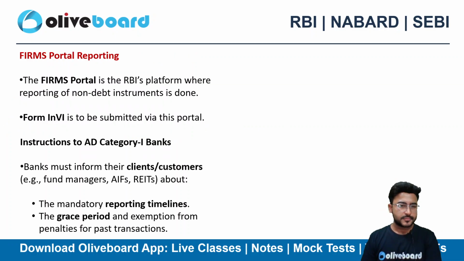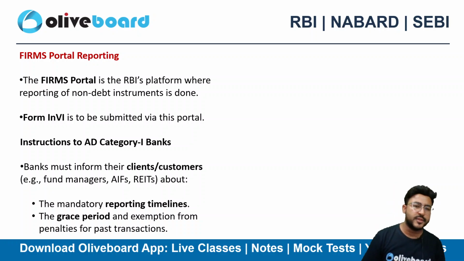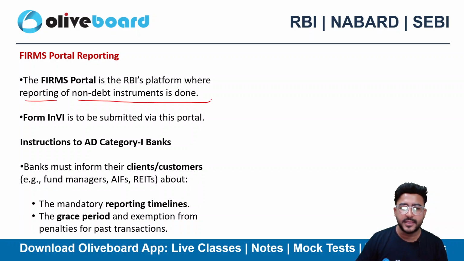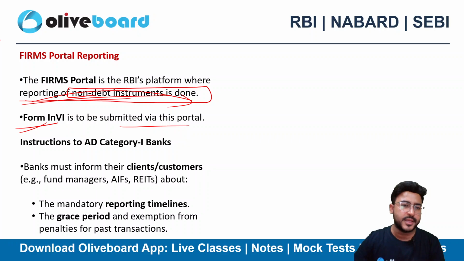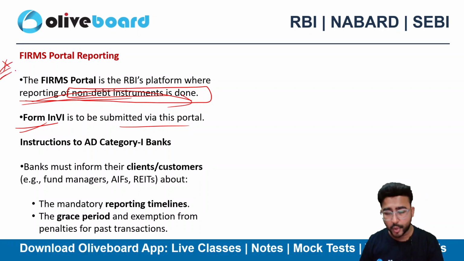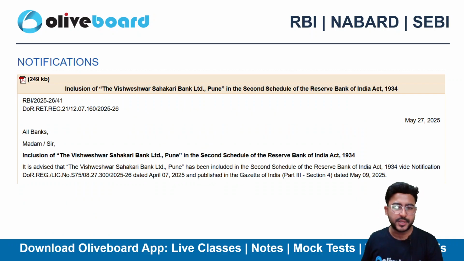Okay. FIRMS portal, ये सारी reporting कहाँ होगी? You need to report all these things on the FIRMS portal. It's an RBI platform where reporting of non-debt instruments is done, right? So Form InVI will be submitted via the FIRMS portal. You need to remember the name and the purpose of this portal. That's important. Here are the summary pointers for you for this particular thing.